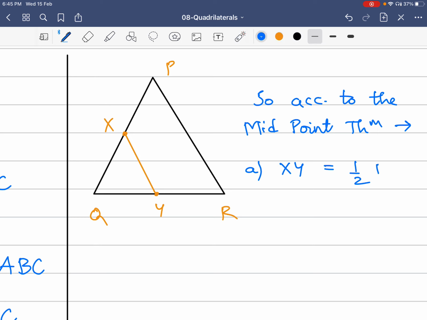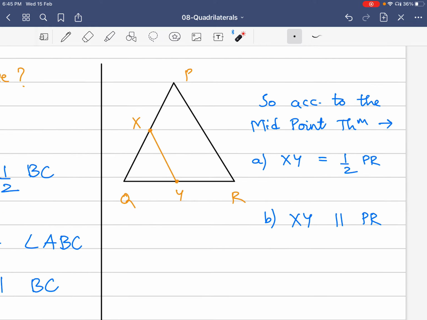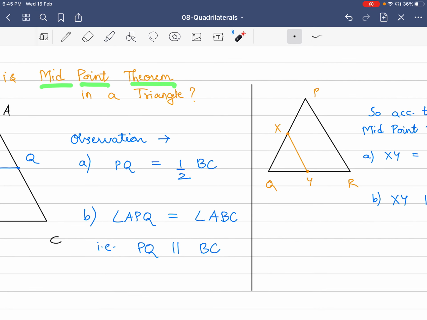So the length of XY is half of PR. And secondly, XY will be parallel to PR. Thus the midpoint theorem in a triangle establishes two important relationships between the line joining the midpoints and the third side. This is one relationship in terms of their length, and this is one relationship in terms of the parallel characteristics. So this is the midpoint theorem in a triangle.